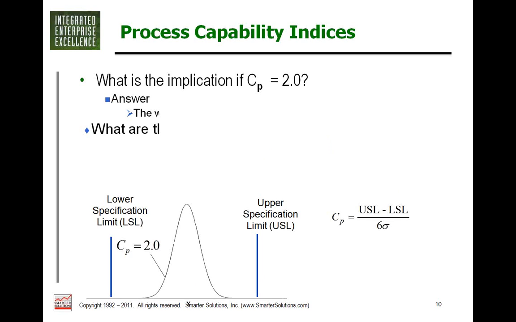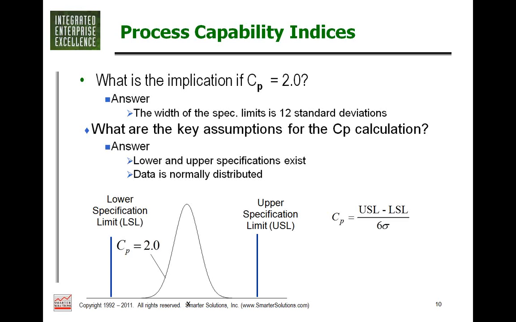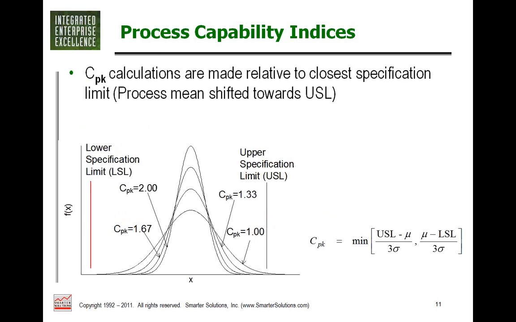Now, that's the CP value. Let's look at the implication of a CP of 2.0. What does that mean? Well, that means that the width of the specification is about 12 standard deviations of how things are running. That's pretty good. Now, what are some key assumptions when you get this metric? That's what I think is really important here. We first need to have an upper and lower specification limit, and also, in order to do this manually, we need to have normally distributed data.